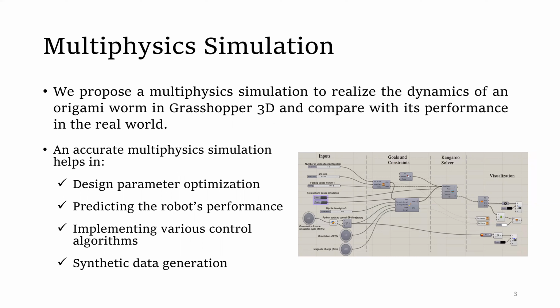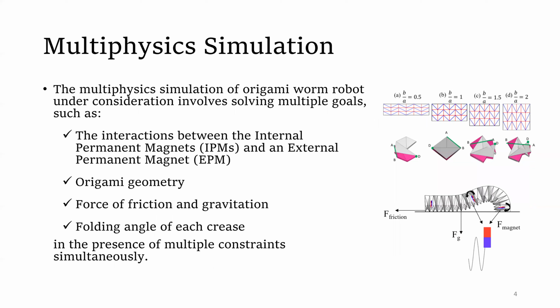Grasshopper 3D is a visual programming tool that has been used to design the origami robot under consideration. The image shows the workspace of the simulation tool, which uses Kangaroo, a physics engine, to achieve realistic results. Such a simulation can help in design parameter optimization, predicting the robot's performance, implementing control algorithms for actuation, and synthetic data generation. The simulation solves multiple goals iteratively in the presence of various constraints.